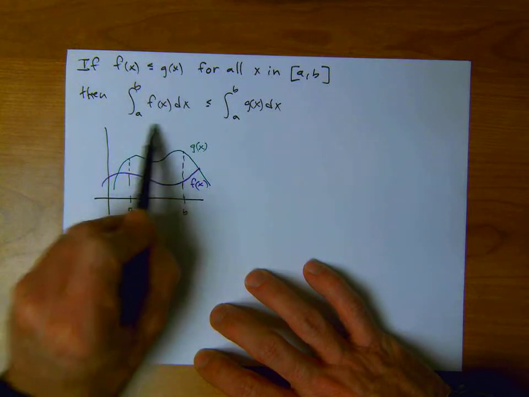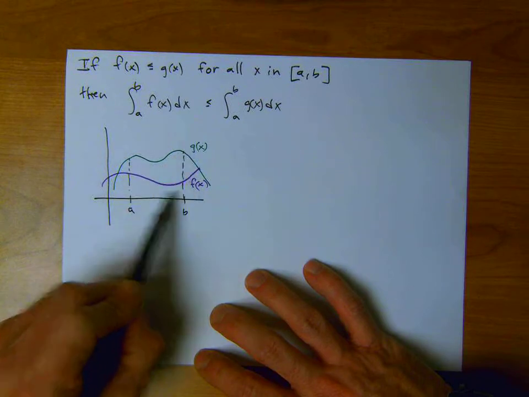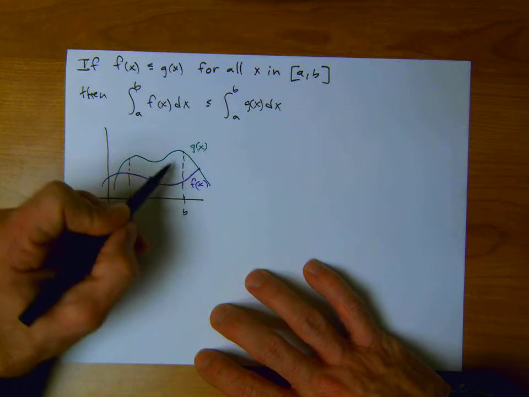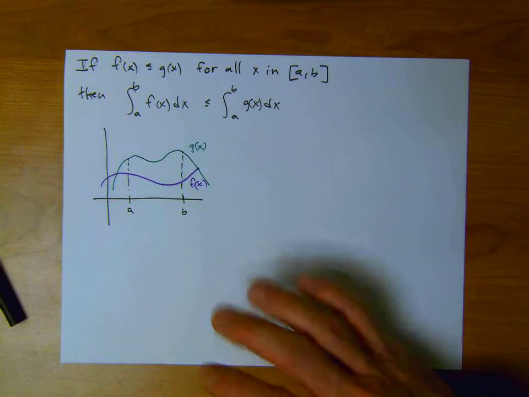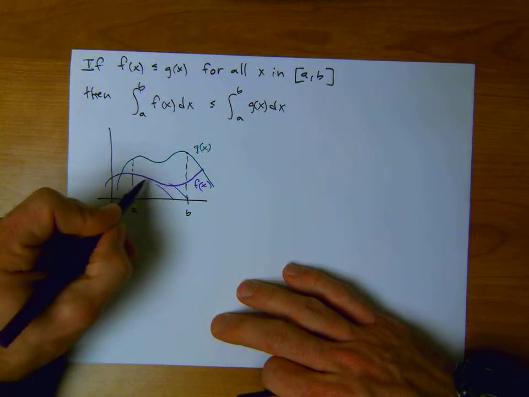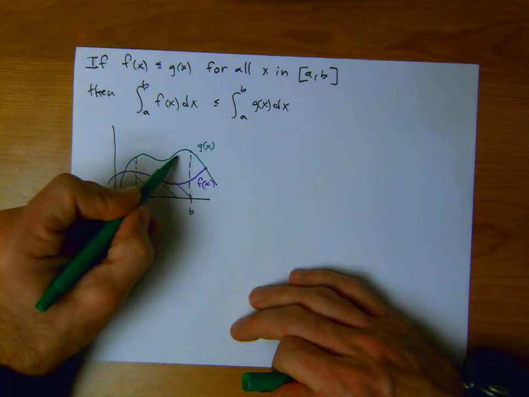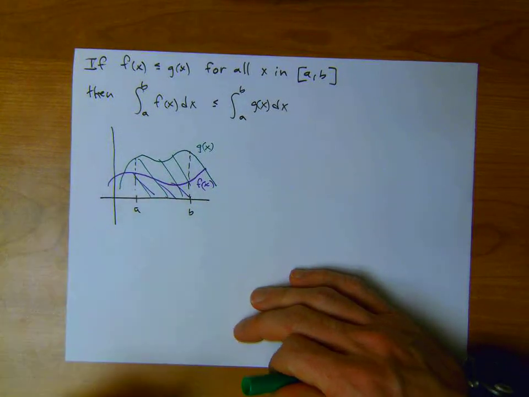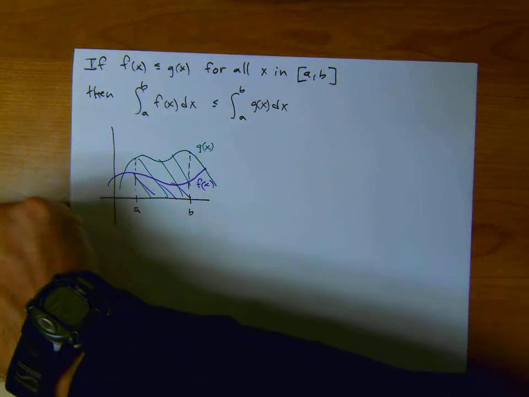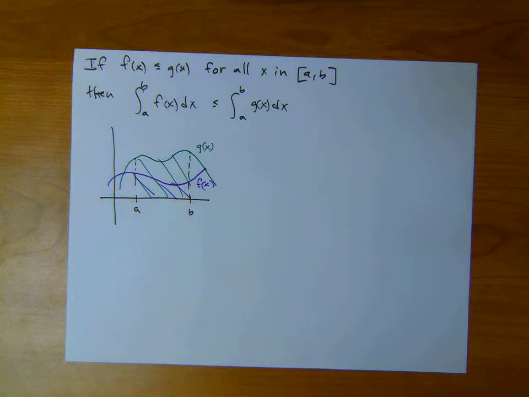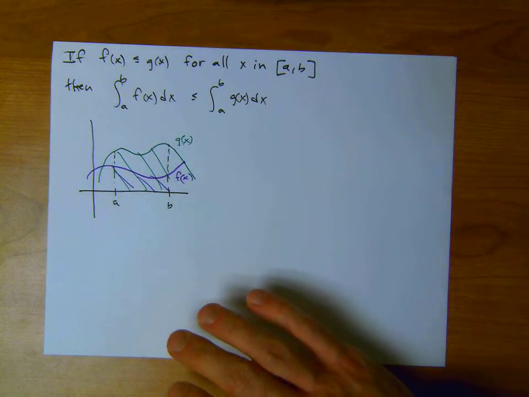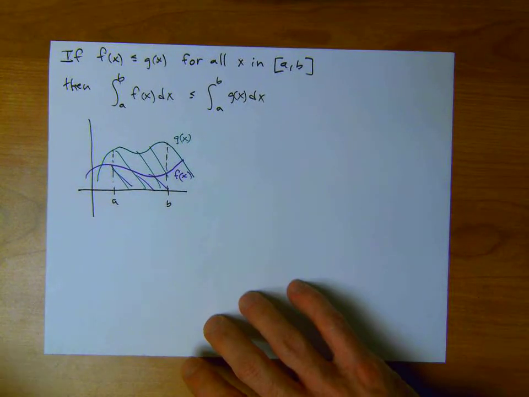So all this says is if one function is always greater than the other, then this area down here underneath f will always be less than the area underneath g. Intuitively, that makes a lot of sense. I want to caution you, however, that the converse is not true. And what do I mean by the converse?